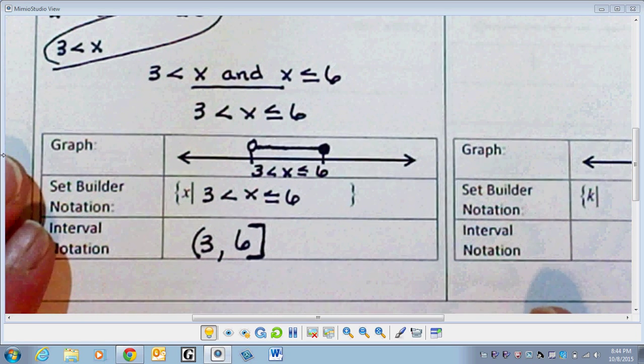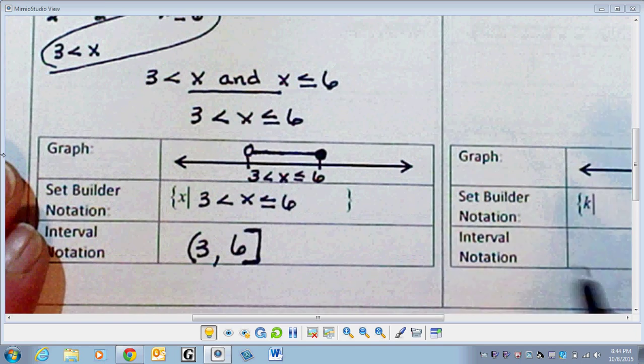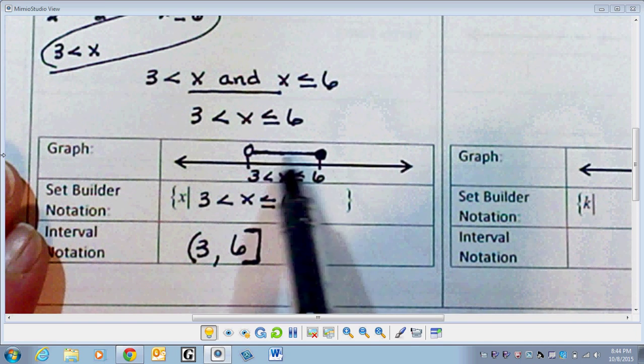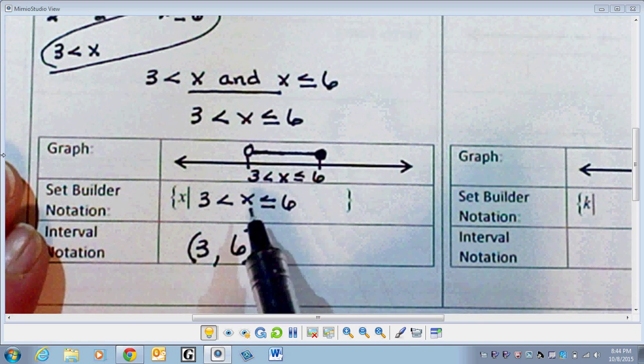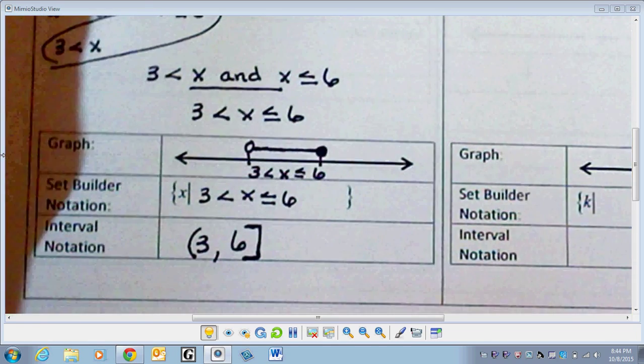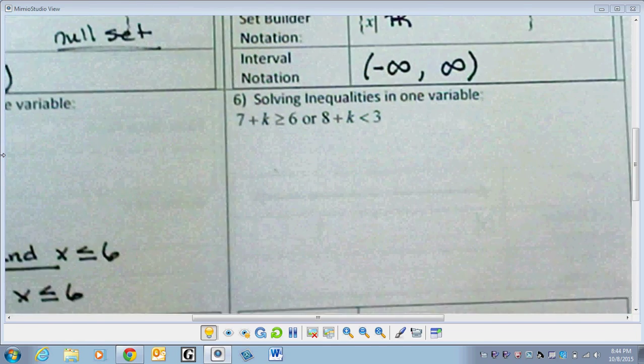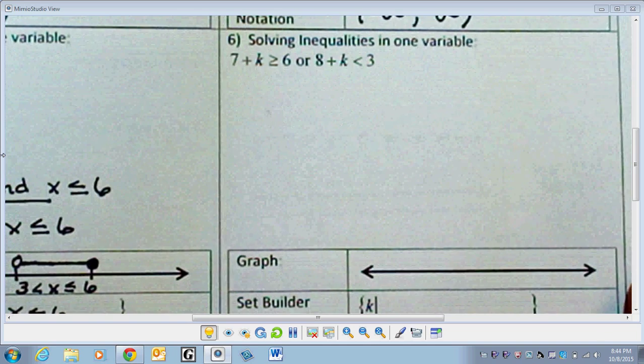So that was an AND problem. Typically AND problems get graphed coming together, and your x is in the center. Let's look at an OR problem. Here we have an OR problem.